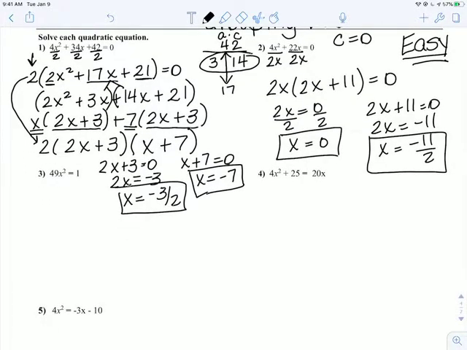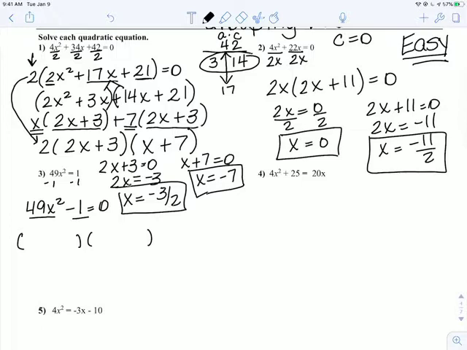What you want to do when you're factoring is get all of your terms on the same side. So I'm going to subtract 1 from both sides, and I'll have 49x squared minus 1 equals 0. Now this is an example where you have a difference of squares. In other words, your first term is a perfect square and your second term is a perfect square. Let me show you what you do when you have a difference of squares. You actually can factor it very easily.